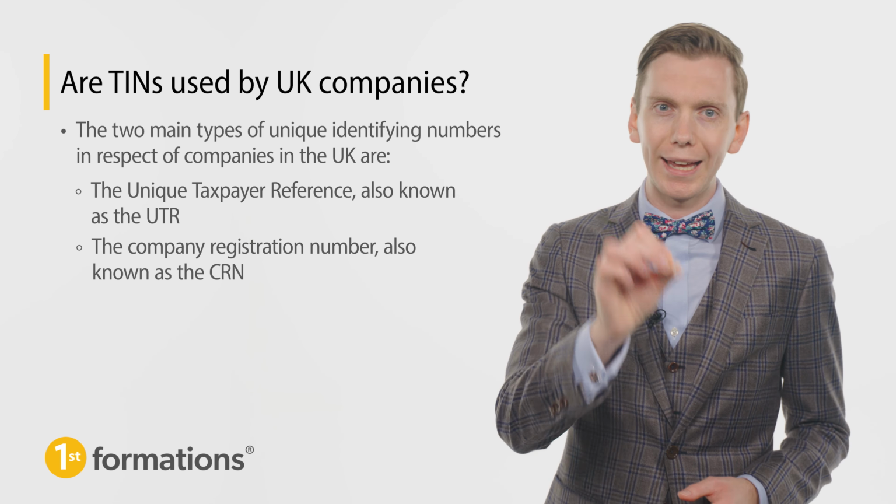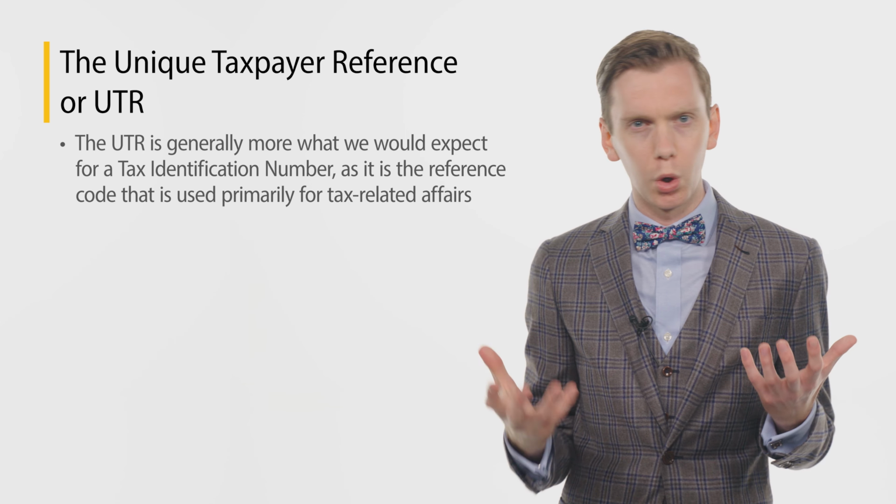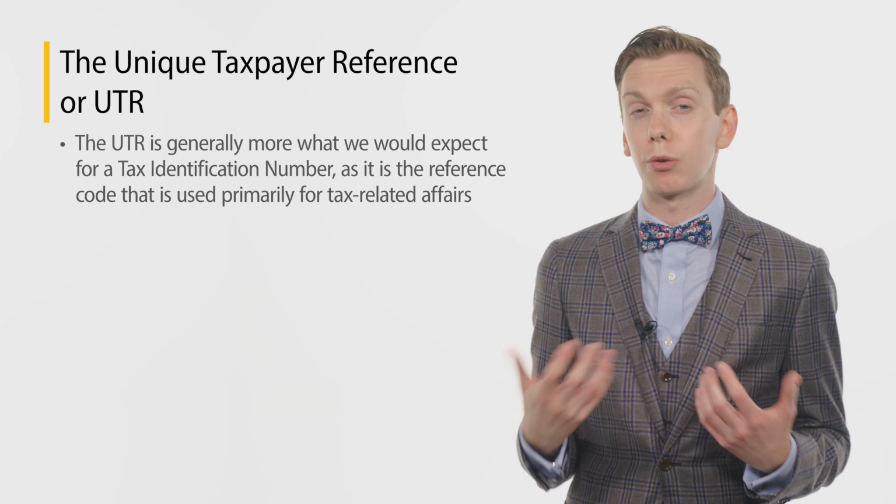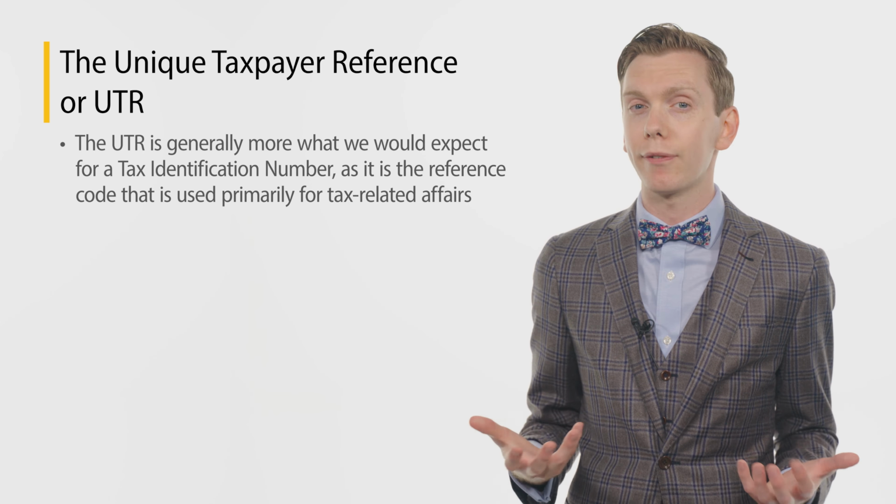Starting with the first one, the Unique Taxpayer Reference, or UTR. A Unique Taxpayer Reference is completely separate from the Company Registration Number and are issued by two different authorities. The UTR is generally more what we would expect for a tax identification number, as it is the reference code that is used primarily for tax-related affairs.